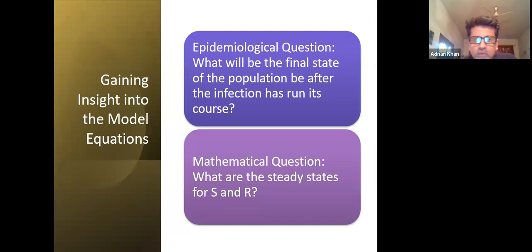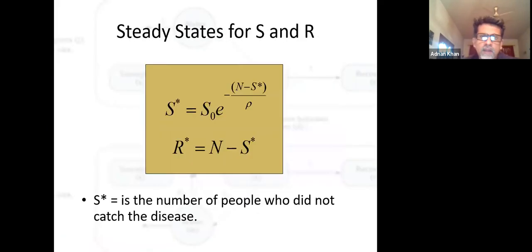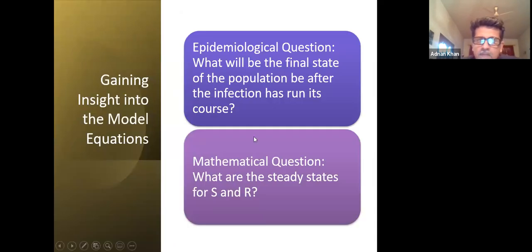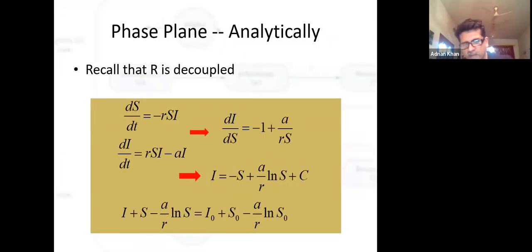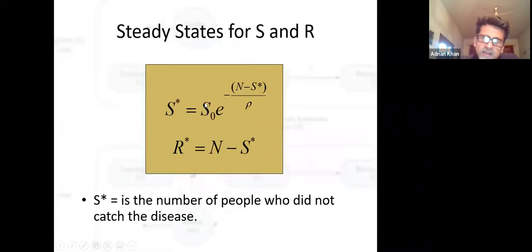And let's see. Oh, right. So a question you could ask is, what will be the final state of the population after the infection has run its course? I infinity is 0. In this model, as time goes to infinity, the number of infected goes to 0. So if you just look at this equation, look at I infinity on this side and S infinity, just solve it, you get that S infinity is just this quantity. Rho is A upon R, okay.